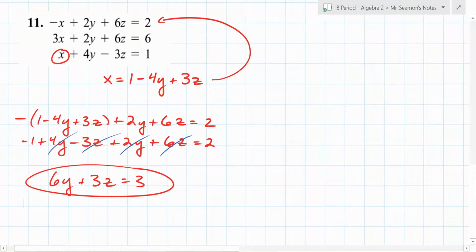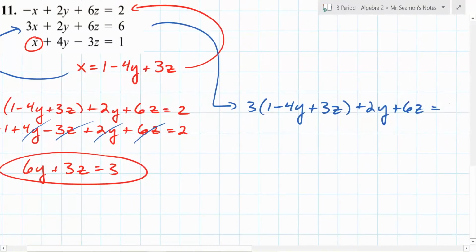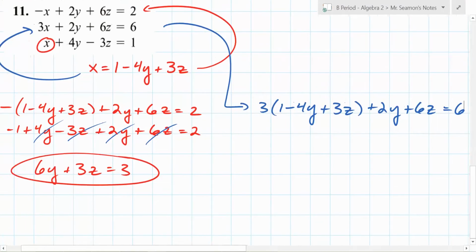But now we need to generate a second equation. How do we generate that second equation? Plug it in there. And what do we end up with? 3 times, instead of x, what do I write? 1 minus 4y plus 3z plus what? 2y plus 6z. I was just reminded, a common mistake that I make sometimes is that when I'm copying over the equation, I'll sometimes mix them together. Like I'll get the first one from the first and the second one from the second and the third.